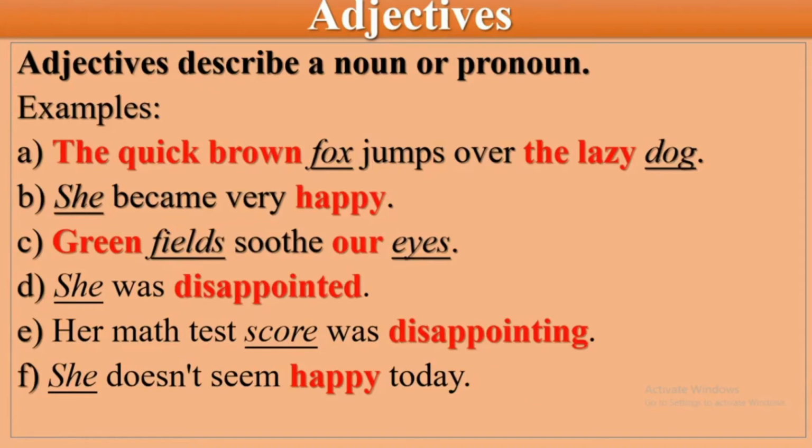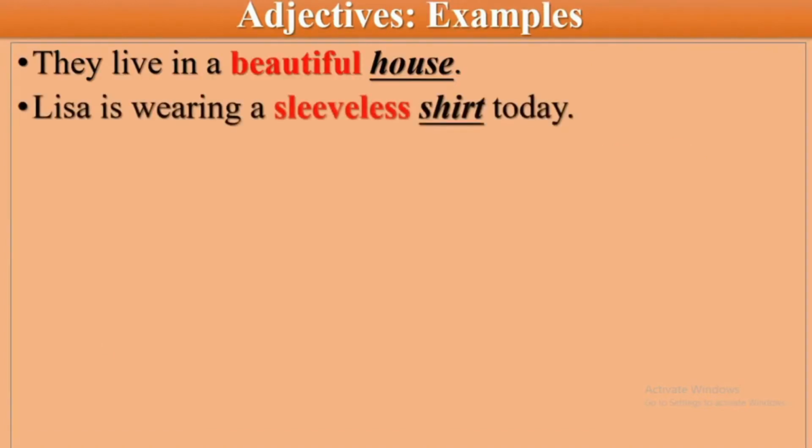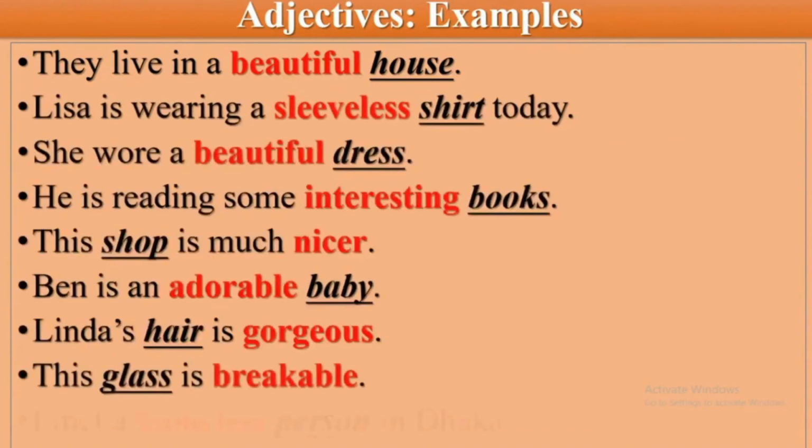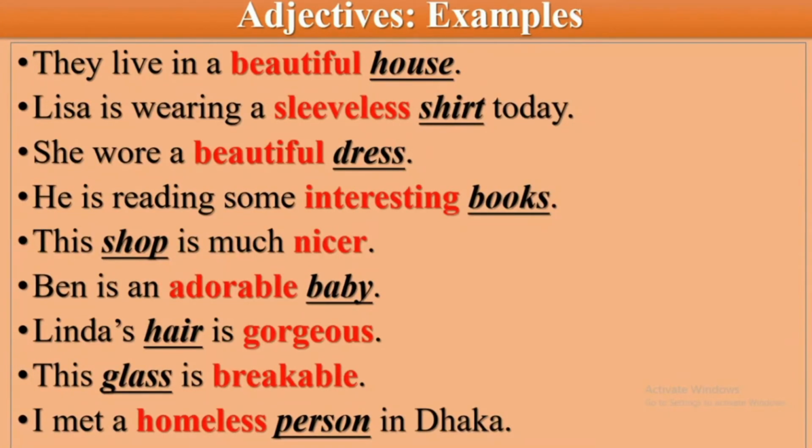She doesn't seem happy today. So how doesn't she seem today? Happy. In this sentence, the word happy has described the pronoun she. Here are some more examples of adjectives. In every sentence there is an adjective, and the adjectives are in red, and the clues beside them are underlined and italicized words, which are either nouns or pronouns.